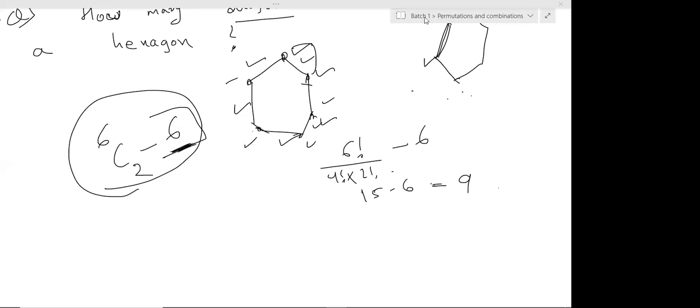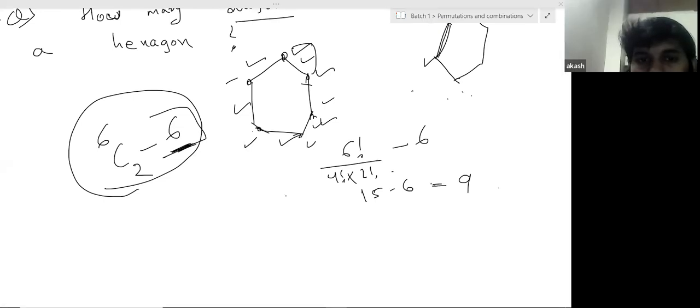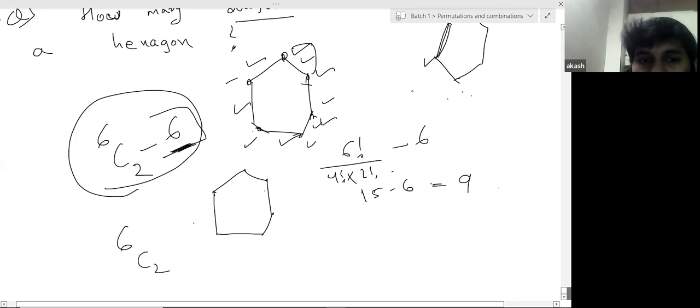Sure. See, we need the diagonal, right, Gautam? So a diagonal is also a line. And I know to get a diagonal, I need to connect 2 points, right? So if I write 6C2, that means I'm choosing any 2 points from these 6 points to get a line, right? But these adjacent points do not give me a diagonal, they give me the sides. So I subtracted all the sides. We have 6 sides in a hexagon. So whatever remaining has to be a diagonal.